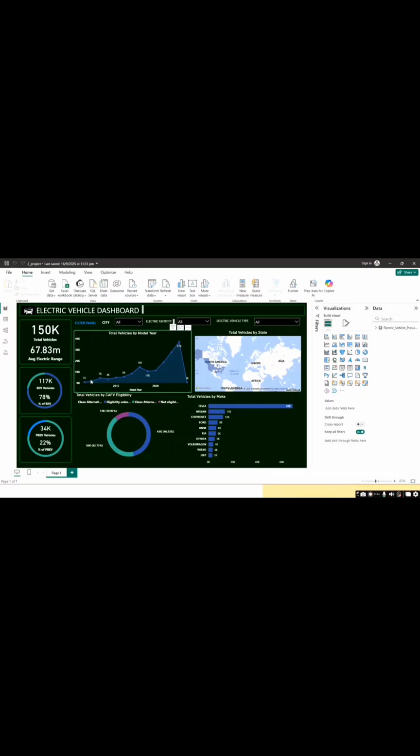Next, the model year trend clearly shows massive growth, especially in 2020, which recorded around 37,000 vehicles. This marks a major shift toward electric mobility. Over here, the geographical map shows EV distribution, with California and Washington leading in adoption. If we look at the vehicles by manufacturer chart, Tesla stands far ahead with around 69,000 vehicles, proving its market dominance.